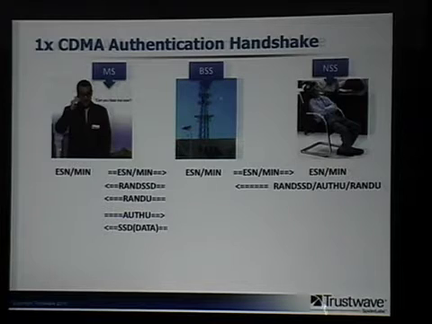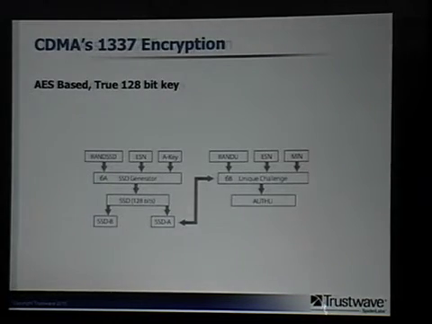I'll touch on that in a second here. It sends the random SSD to generate the encryption key, sends a random number, and it responds back with the auth-u, which is the response using that newly generated random encryption key, and then the data is encrypted there. This is how the keys generate in CDMA.